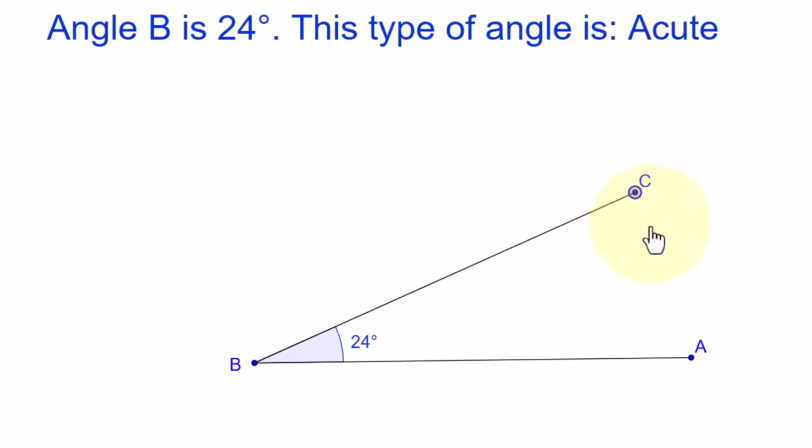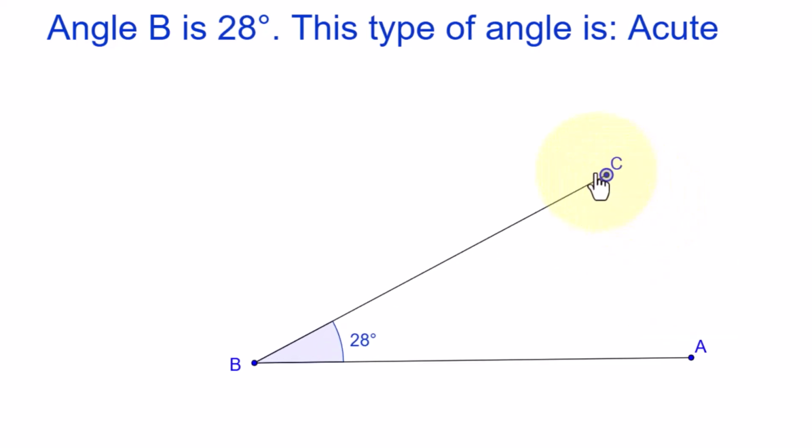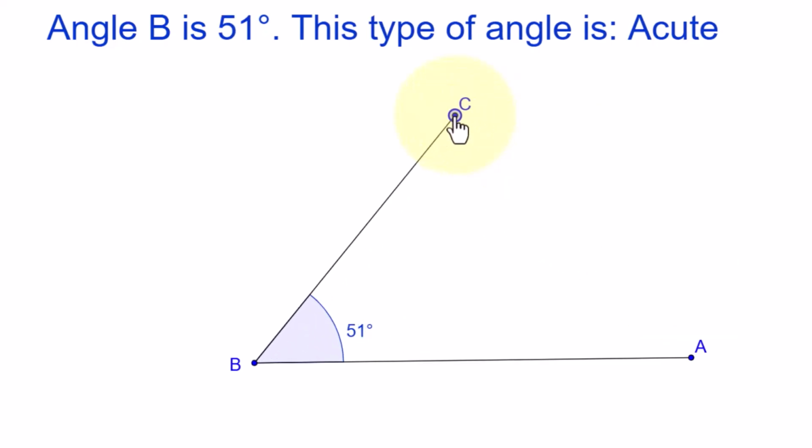Then you see the C now. As C is going bigger, you see the angle is increasing, and you can see the statement here. This type of angle is acute, and you know why: because it's less than 90 degrees. 51 is less than 90, so we call it an acute angle. So take note of that.